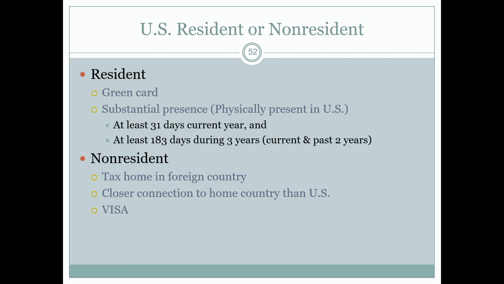Non-resident is if they were not physically present in the United States for that period of time, did not have a green card, and they still have their tax home in a foreign country, and have a closer connection to their home country than they do to the United States. And we have people who are here on visas, mostly a lot of our students. We have a lot of foreign students who are here on different types of visas. We have some others, but we have a large population of students. Even though they have been here for quite a while, they would still be considered non-resident for tax purposes if they're here on a visa.